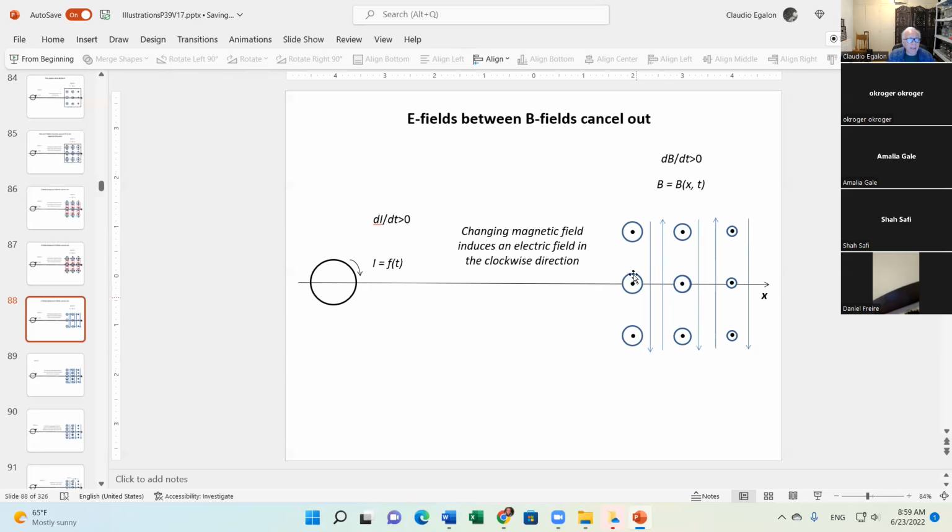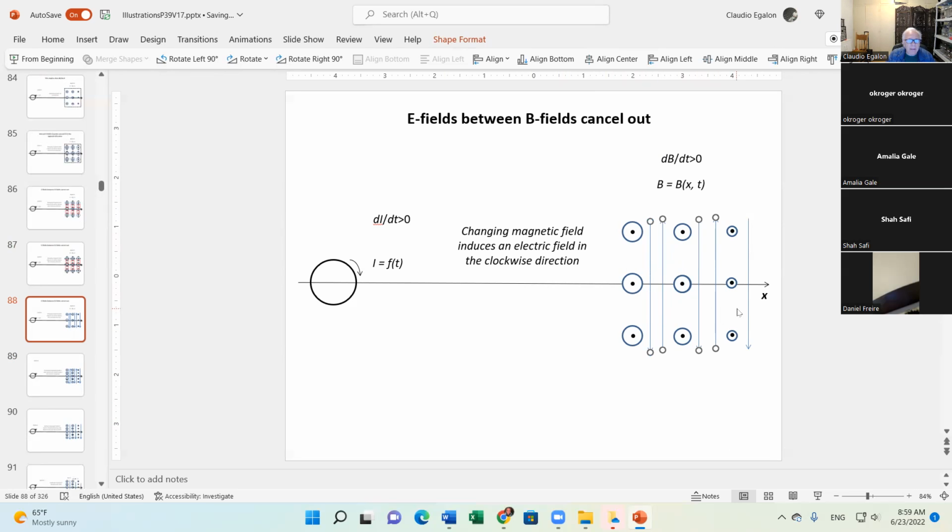Next to this magnetic field, the electric field points downwards. Next to the left of this magnetic field, the electric field points upward, because the electric fields are circulating in the clockwise direction. So we must also have a cancellation of the fields, because this one is pointing upwards and this one is pointing downwards. But there is an important detail.